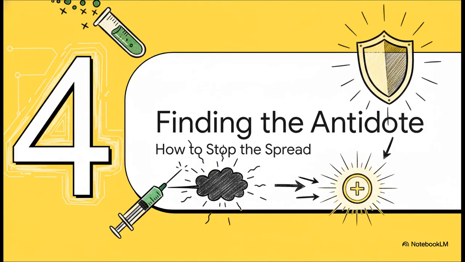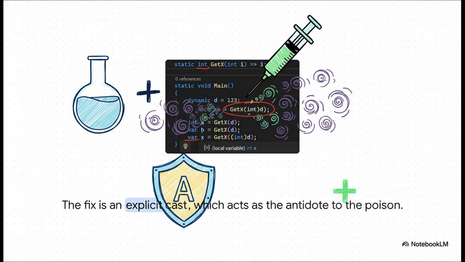All right, so we get the problem now. It's a really cool piece of compiler logic for sure, but in our day-to-day coding, we need to know how to control this stuff. So what's the antidote? How do we stop the poison from spreading? And here it is. The antidote is actually super simple. You just use an explicit cast.